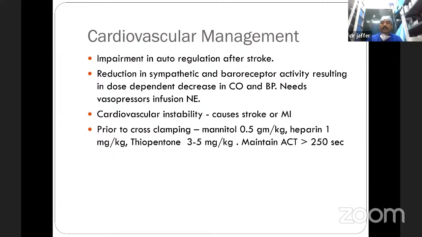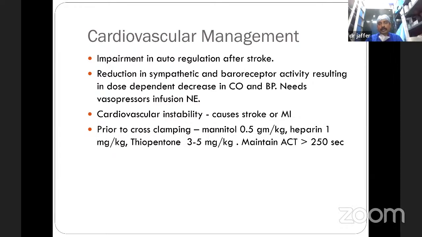Prior to the cross clamping, for the cerebral protection strategy, we can give mannitol 0.5 grams per kg. Then heparin 1 mg per kg can be given, and the ACT always has to be maintained above 250 seconds. And just 5 minutes before the clamp placement, we can give thiopentone in the dose of 3 to 5 mg/kg. Now, this use of thiopentone will be whenever you're doing neuromonitoring, especially in the form of BIS or NIRS.